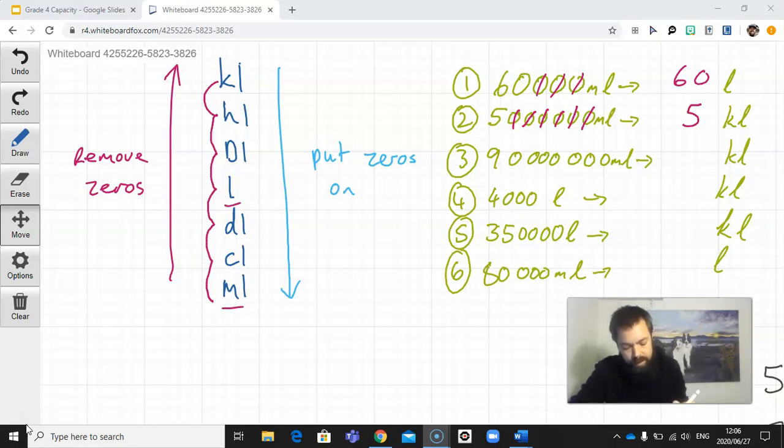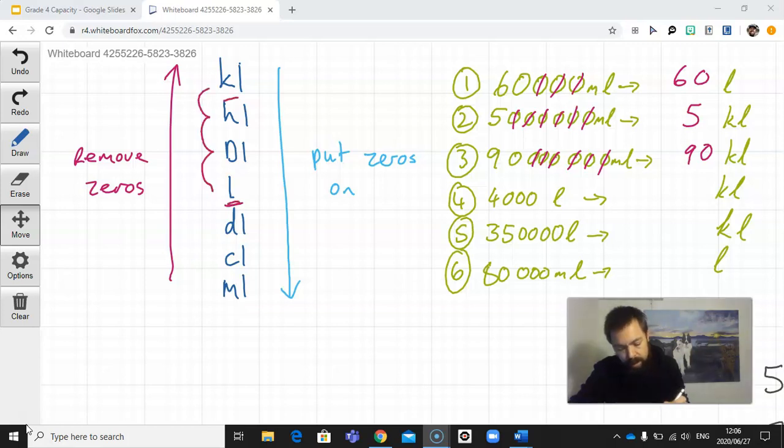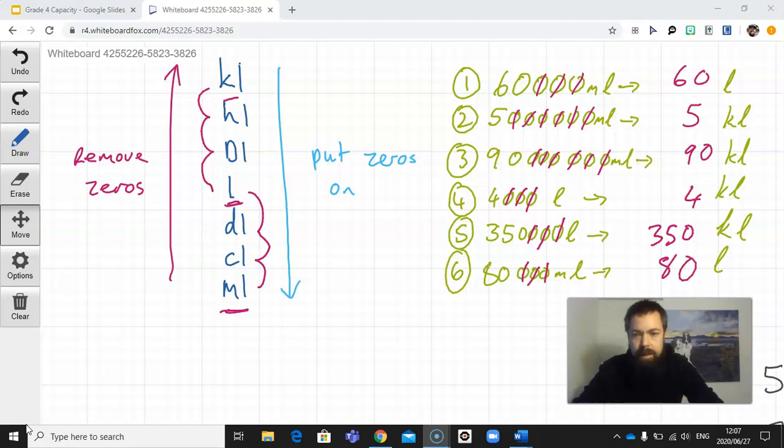The same one for the next one. It's still going to be 6 jumps. So we take away 6 zeros. And we're left with 90 kiloliters. To go from liters up to kiloliters means we start at liters and we go up to kiloliters. That's 1, 2, 3. Take away 3 zeros. And we're left with 4 kiloliters. Again, from liters to kiloliters, still 3 jumps, so we're left with 350 kiloliters. Going from milliliters to liters, so milliliters, 1, 2, 3 jumps, 3 zeros off, and we get 80 liters.